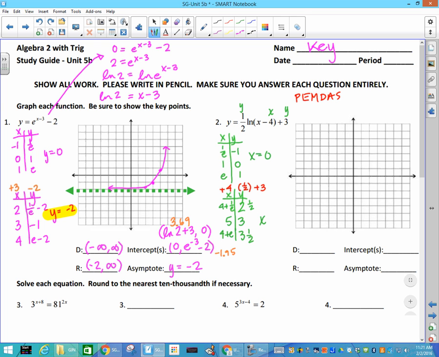And what happened to my asymptote? What did I do to my x's? I added 4. So I'm going to add 4 to this. So my asymptote is x equals 4. 1, 2, 3, 4. So we're right here. And excuse me, I'm going to plot my points. So at 4, and then I go 1 over e, I'm at 2.5. So it's about right here, halfway up. At 5, I'm at 3. And at 4 plus e, which is going to be 6.78, I'm at 3.5. So we're about right here.